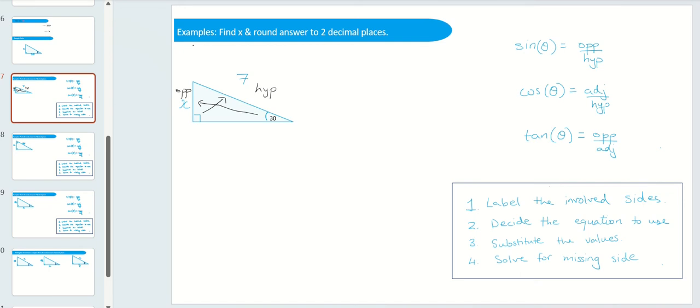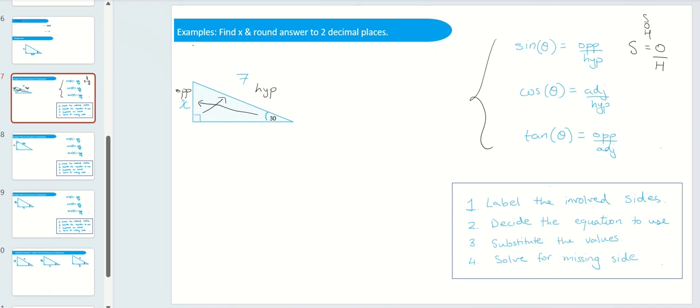Then the second thing we want to do is decide the equation to use. We've got these three equations here, and the equation that uses opposite and hypotenuse is sine. That's what SOH stands for, that sine theta equals opposite over hypotenuse. So that's your SOH. Now we know which equation we're using.